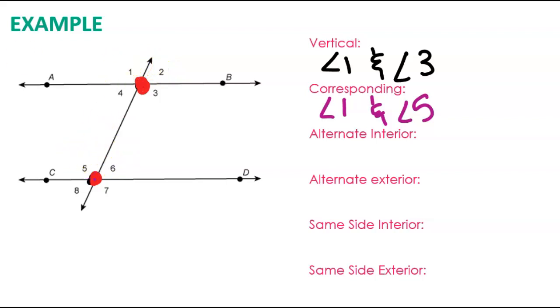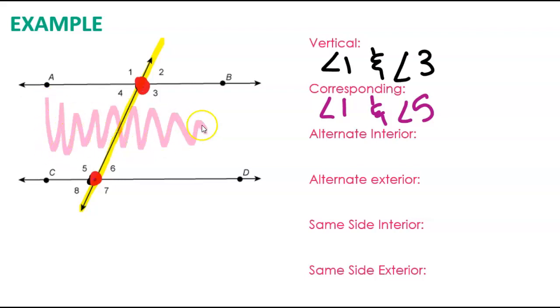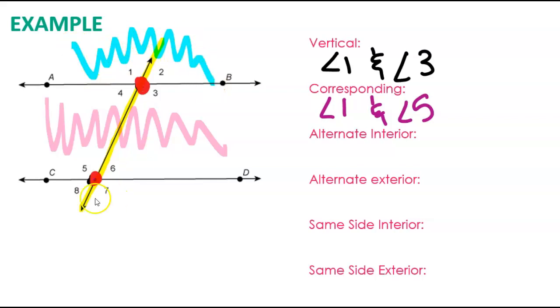Okay, the next one is the alternate interior. Now I'm going to draw in here my transversal. Okay? My interior is on the inside, and my exterior is outside of the lines being cut. So we want alternate interior. So we only care about the inside.